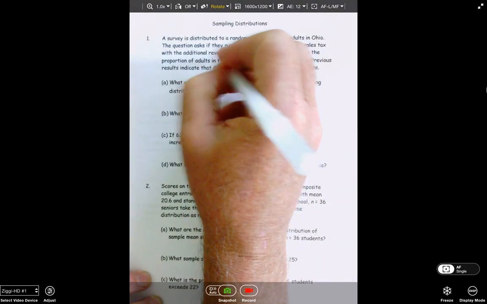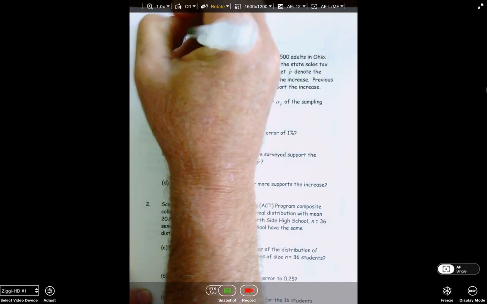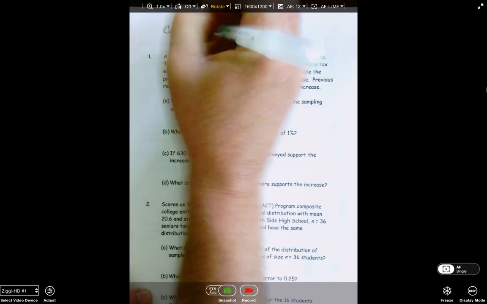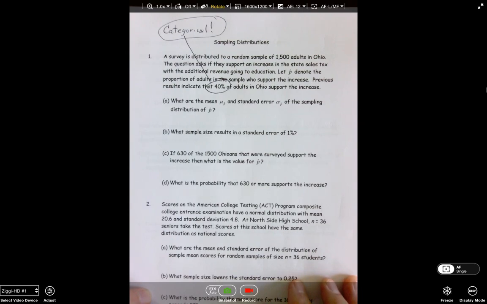So guys, when you see that 40%, you need to think right off the bat: you have a categorical variable. And the reason it's categorical is, hold on just a second, guys.